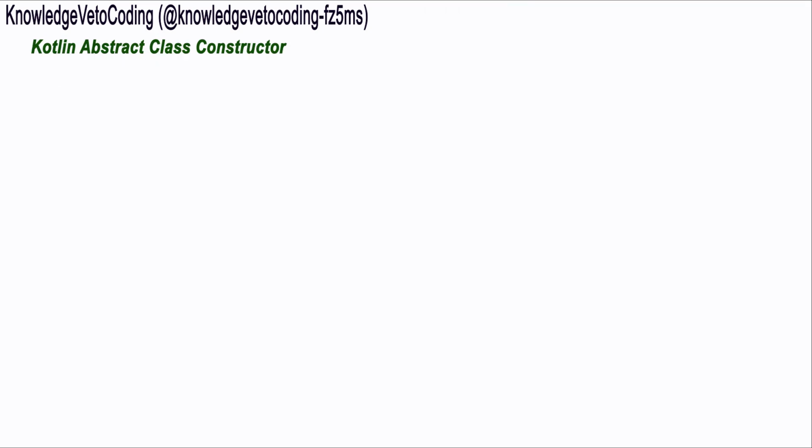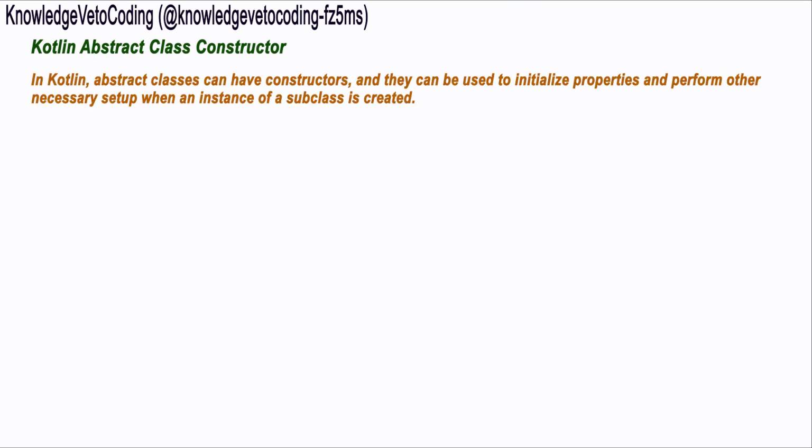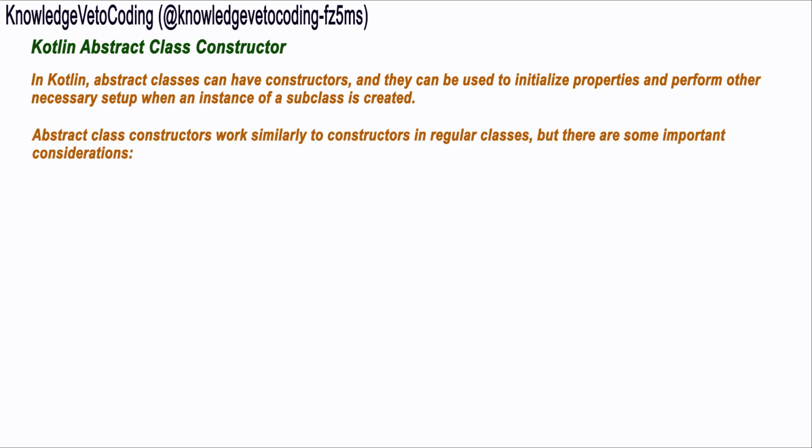Kotlin Abstract Class Constructor. In Kotlin, abstract classes can have constructors, and they can be used to initialize properties and perform other necessary setup when an instance of a subclass is created. Abstract class constructors work similarly to constructors in regular classes, but there are some important considerations.